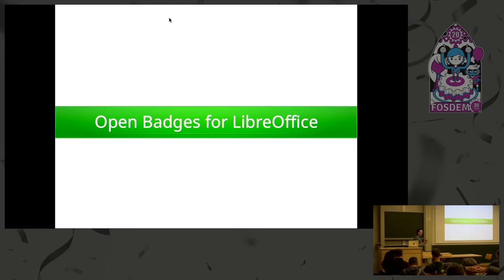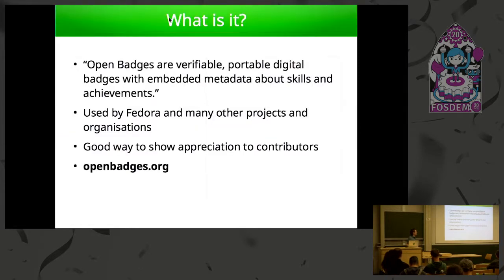Now, one of the biggest problems we have in an open source project is crediting contributors and showing that we're really grateful for everything they do. Obviously, we can invite them to conferences, we can send them stickers and small merchandise and gifts as well. But how else can we say thank you and make them feel really appreciated? One way is with open badges that some of you may have heard of before. So this is the super short description. Open badges: verifiable, portable, digital badges with embedded metadata about skills and achievements. These are PNG images with metadata inside to show what somebody has done, why they are awesome.